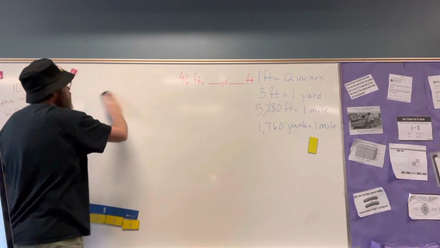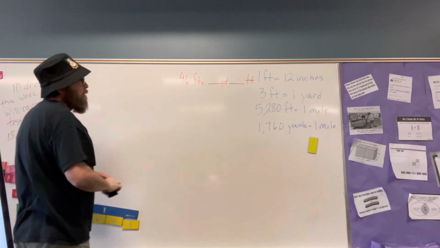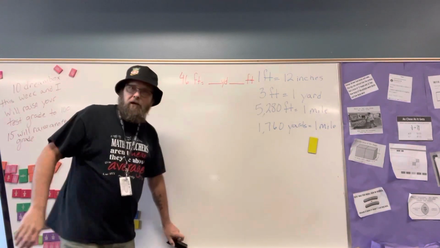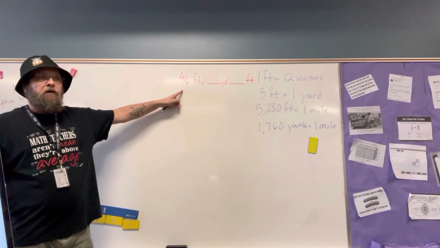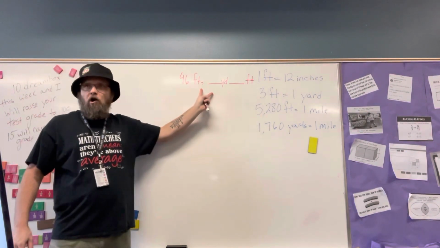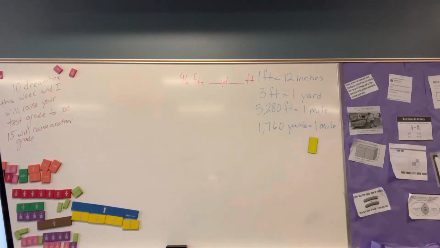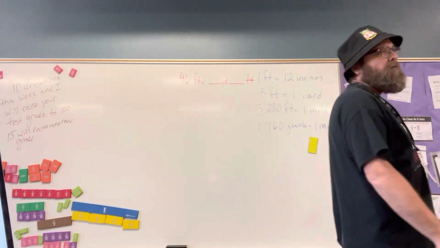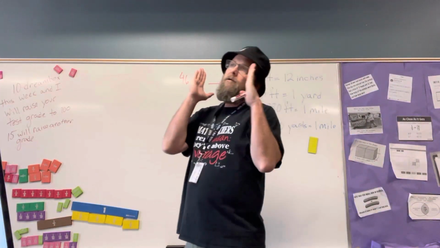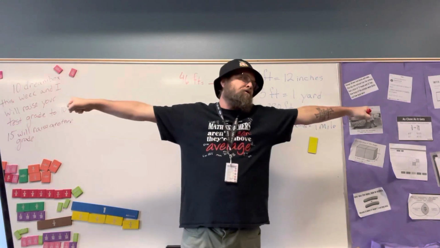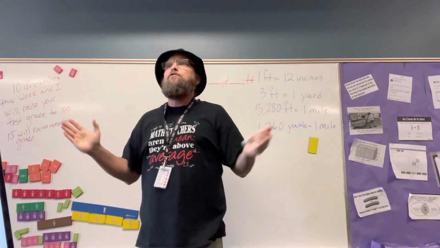Now this second one looks a little bit different. The reason is that when 46 feet is changed to yards, there's going to be some left over, some extra feet that we have to account for. So now we are going from feet to yards. Feet is what we know. Yards is what we need to find out. So we are going to divide.